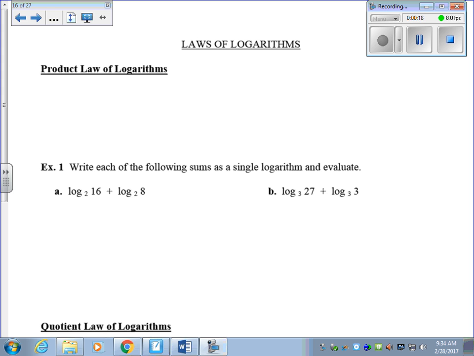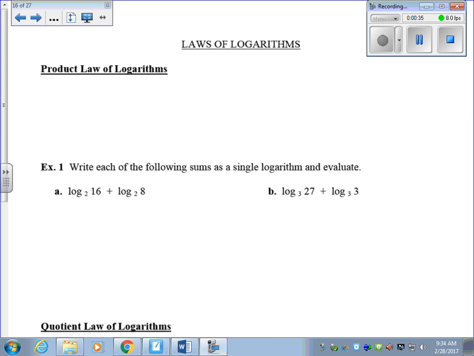I'm just going to introduce 3 laws of logarithms to you, and then tomorrow we're going to work with them in a little bit more detail. You'll have an opportunity to get some help if you don't understand it. But they are fairly straightforward, and they are based on the exponent laws. So there's some similarity between these laws and the exponent laws.